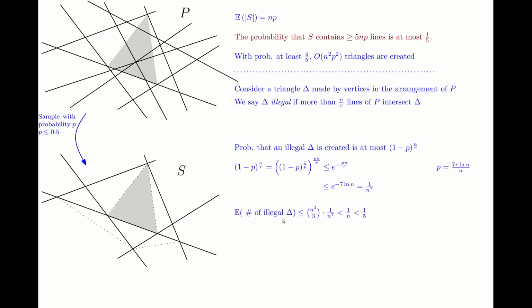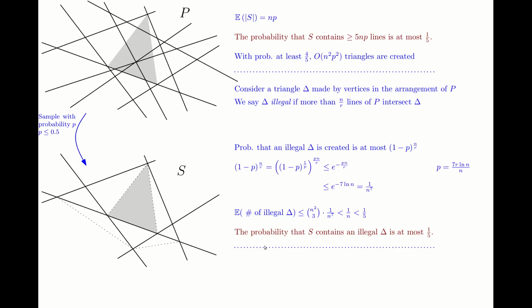So the probability of obtaining an illegal triangle is at most 1 over 5. So this second bad event, that the cutting contains an illegal triangle, has probability at most 1 over 5. You can again think of it in the following way. Since the expected number of illegal triangles is less than 1 over 5, then if at least 1 out of every 5 triangulations that we obtain here contained an illegal triangle, it would follow that the expected number of illegal triangles would be bigger than 1 over 5, which would be a contradiction.